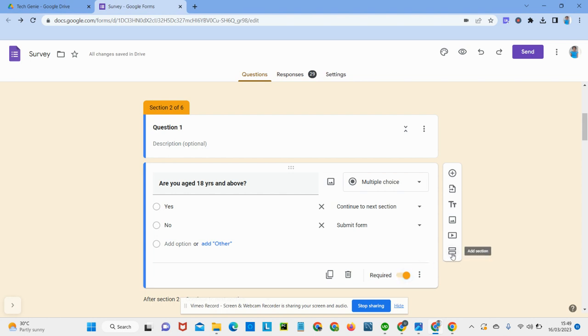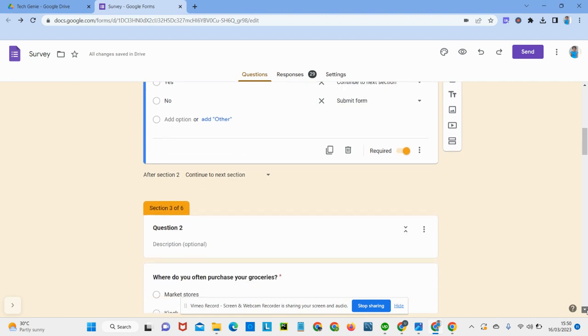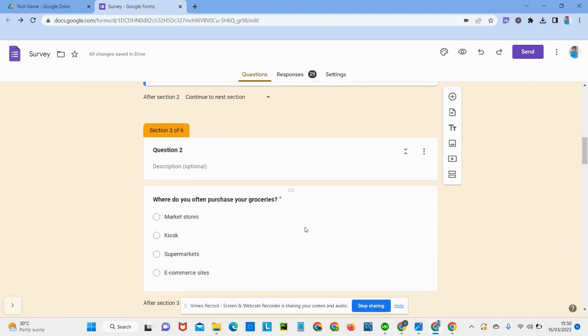And here again, like I showed you before, that's how you add the next section. And so that's how I created this section. It's the same with every other section. But let's look at the question.